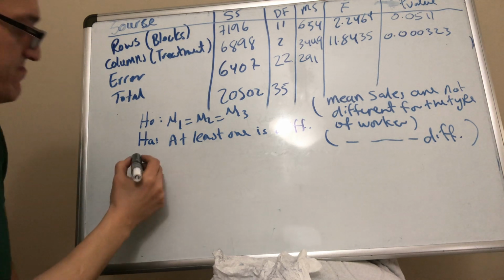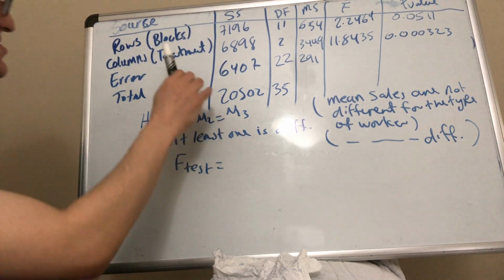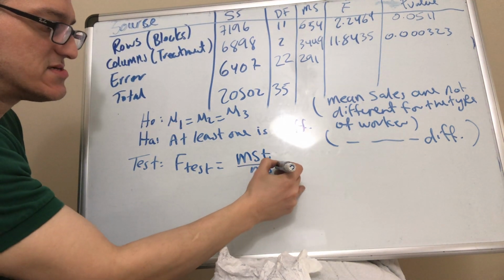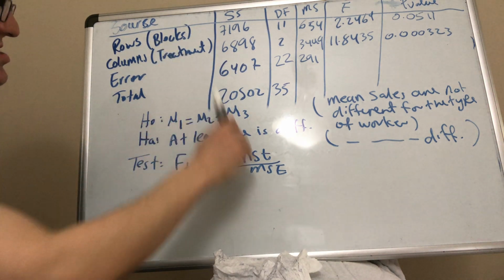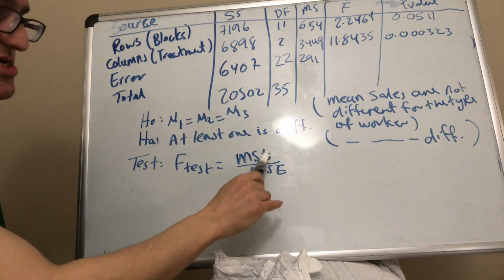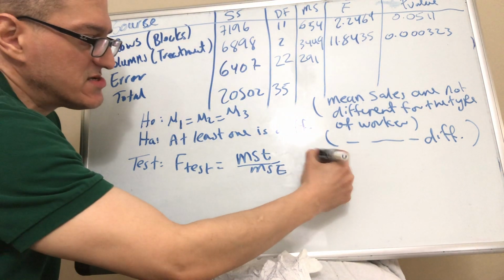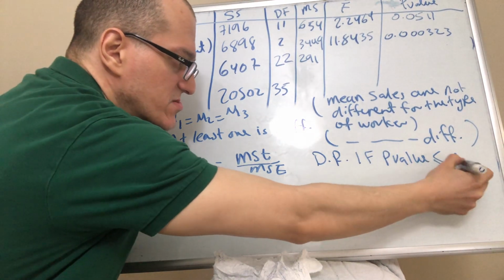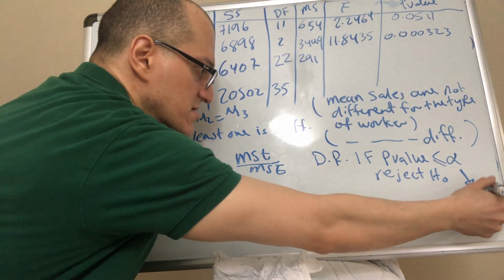Again, the test would be the F test, and since we're doing a treatment, it's MST over MSE. If you're doing it by blocks, if you're comparing employees, it would be MSB over MSE. So you only change the T to a B. Now, decision rule under p-value is standard: p-value less than or equal to alpha, reject H0, alpha being the 1%.